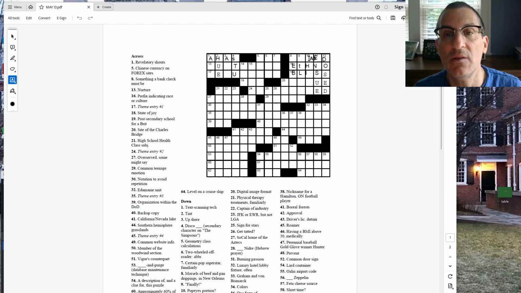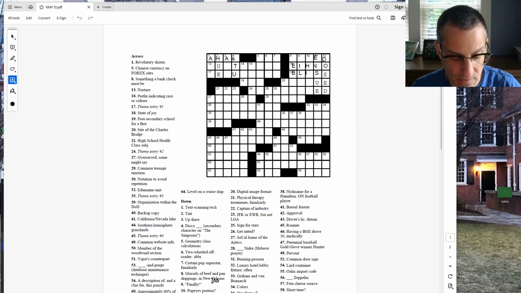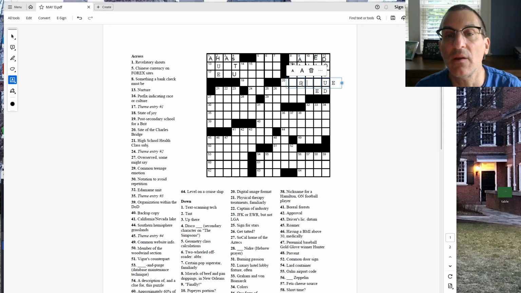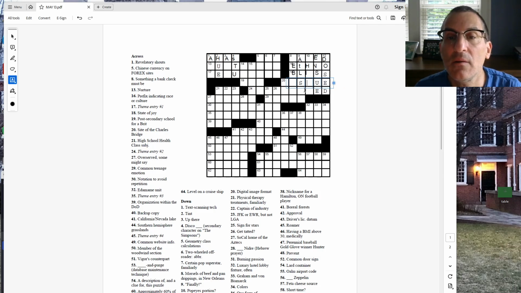Popeye's portion. But there's no apostrophe there. Can that mean the restaurant? I think even the restaurant has an apostrophe in it. And I don't know their portions. Finally is at last. Now I have to do that. All right, it's okay. And now I realize I put in the wrong letter anyhow.